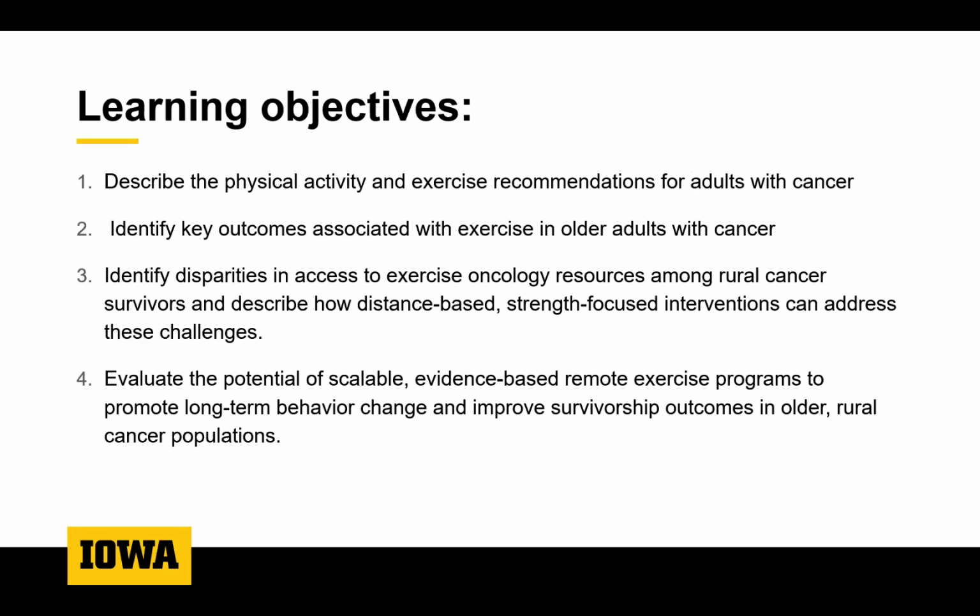So in summary today, we talked about the physical activity recommendations. Those include both aerobic and resistance exercise. Some of those health outcomes that we've talked about include cancer-related fatigue, anxiety, depression, bone health, sleep, and physical function. There are disparities in access to exercise oncology resources. In particular, they are worse in rural areas. And then finally, we've talked about a few existing evidence-based exercise programs. I briefly talked about my intervention to help improve outcomes for cancer survivors.